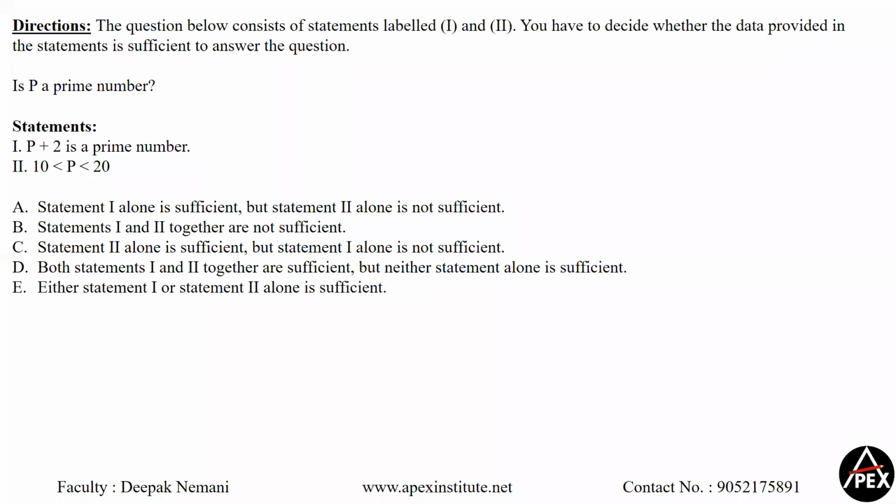Not sufficient. Okay. So statements 1 and 2 together are not sufficient. Why? What are the possibilities that you have got?